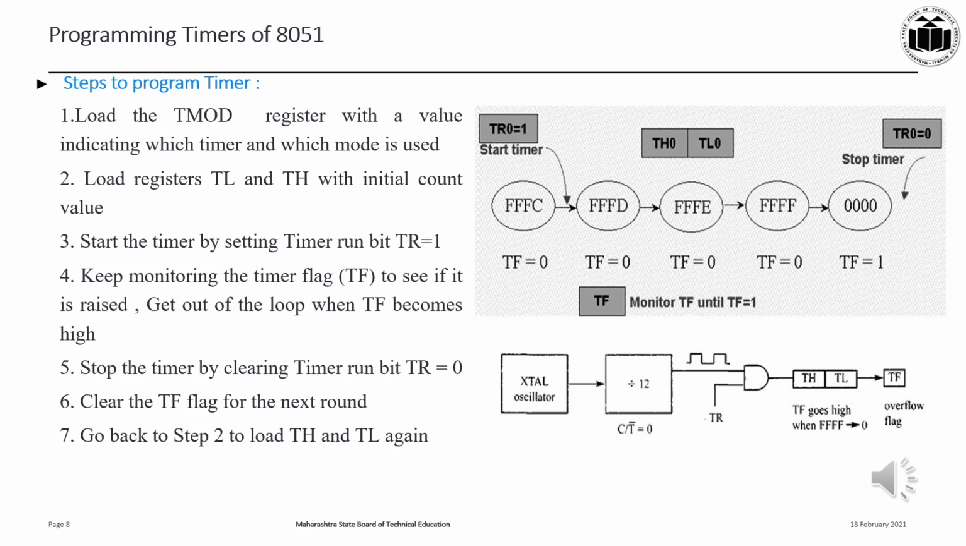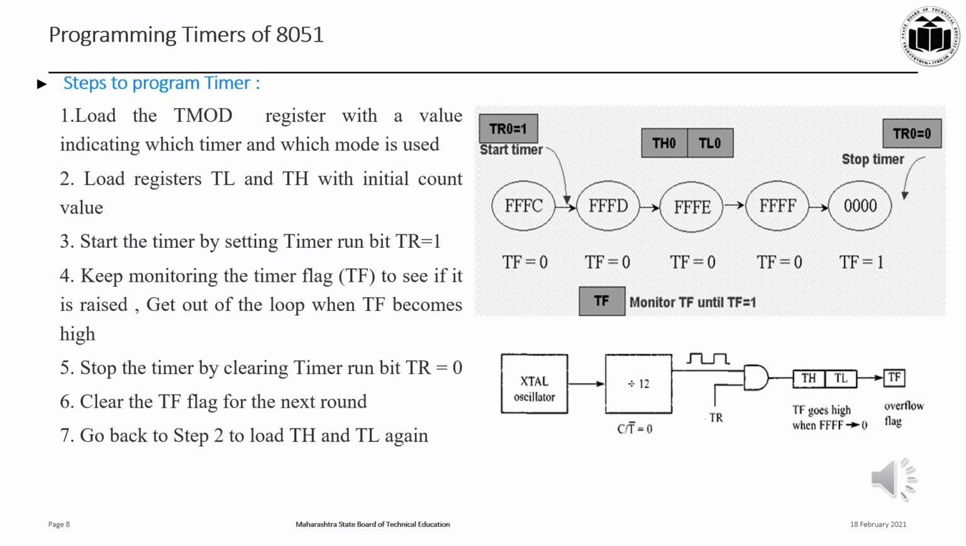After loading the initial count, the next step is to start the timer by setting the timer run bit. If timer 0 is used, TR0 bit should be set to 1. As soon as the TR0 bit is set to 1, the timer count starts incrementing by 1 at the rate of f oscillator by 12, which is one machine cycle. Means after every one machine cycle, the count value increments by 1.